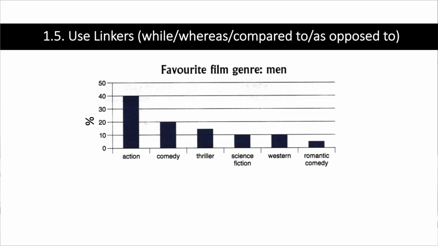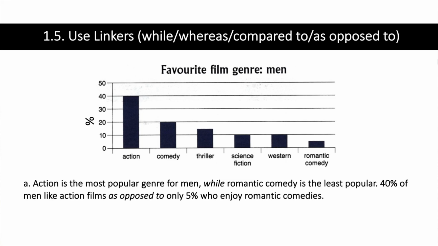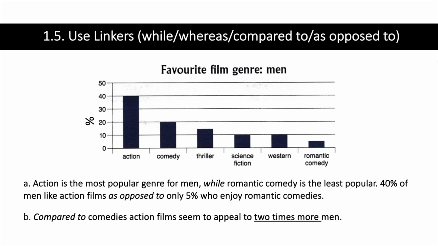One more way to compare information is by using linkers, such as while, whereas, compared to, and as opposed to. For example, we might say that action is the most popular genre for men, while romantic comedy is the least popular. 40% of men like action films, as opposed to only 5% who enjoy romantic comedies. Another example, compared to comedies, action films seem to appeal to 2 times more men.